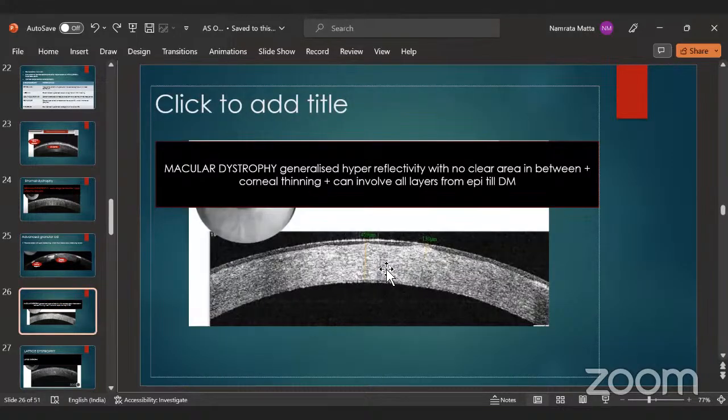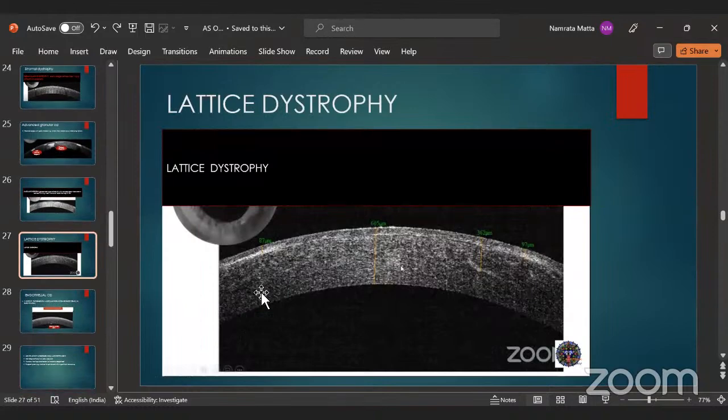This is a macular dystrophy, in which there are uniformly hyperreflective images. We can see there is no clear area in between. We can see the corneal thinning. It can involve all the layers from the epithelium to the Descemet's membrane. This is how a lattice dystrophy in advanced stages will look.